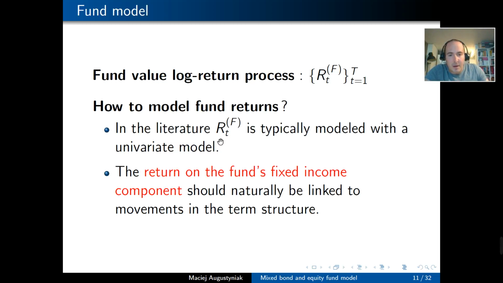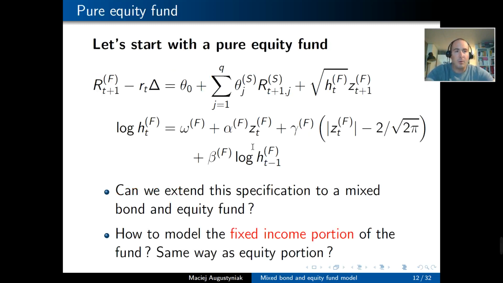In the literature, the mutual fund return is typically modeled with a univariate process. People postulate a standalone dynamics for this return, and they don't necessarily link it to term structure movements. But we feel it's very important to link the dynamics of mutual fund returns to movements of the term structure, because the fixed income component of the mutual fund will of course be linked to movements in the term structure. When the term structure moves, bond prices also move, and this impacts returns of the mutual fund. So how can we propose such a model?